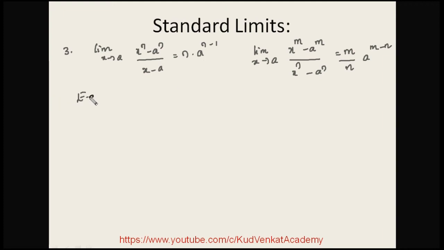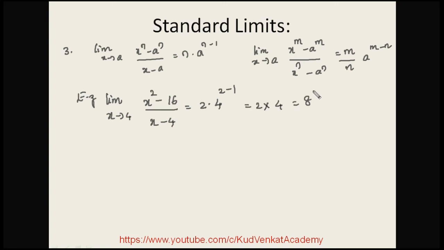Let us look into an example based on these two standard limits. If it is given limit x tends to 4, (x square minus 16) divided by (x minus 4). If we compare this with the standard format, here in place of n we have 2 and in place of a we have 4, right? 16 we can write as 4 square. So it will be n, which is 2, into 4 to the power of 2 minus 1, which is equal to 2 into 4, that is 8, right?